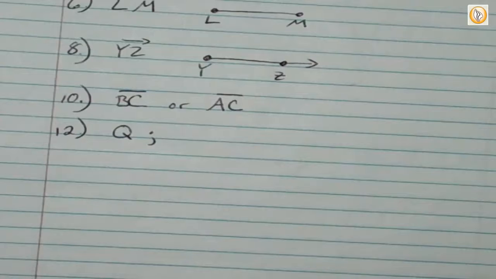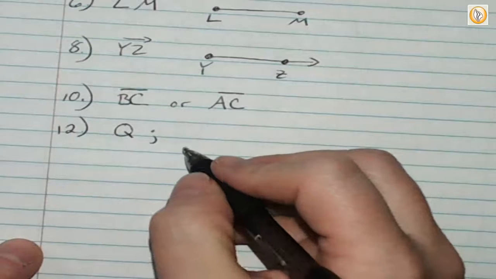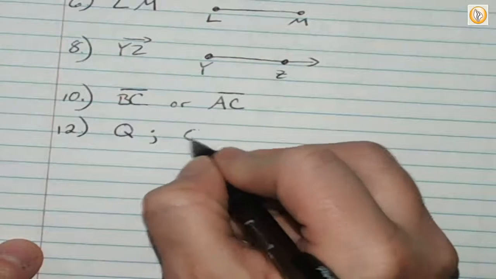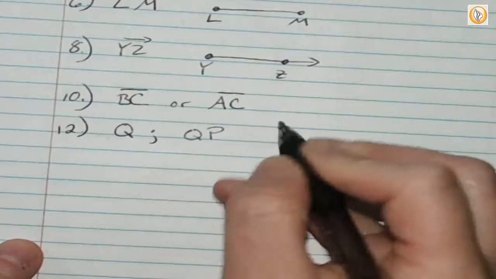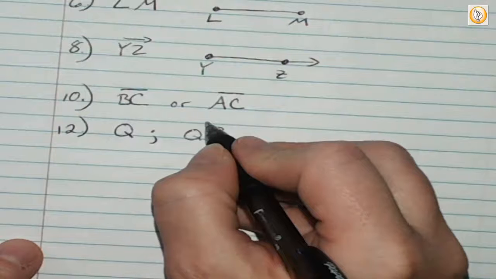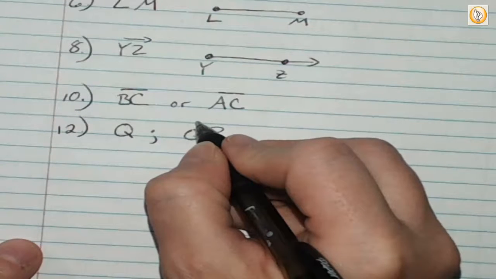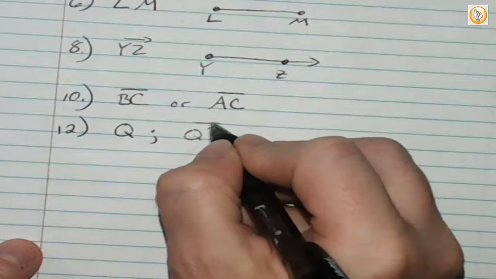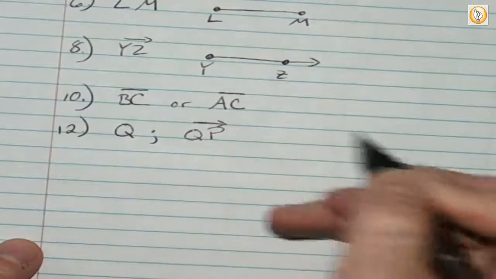How do we write a ray? What goes first? That point. Okay. So how would we write the two sides? QP, QR. Okay. And what symbol? A line with an arrow. So, yeah, there you go.